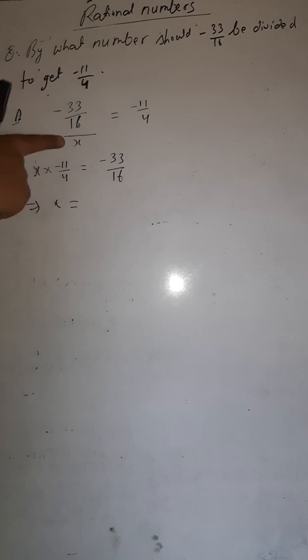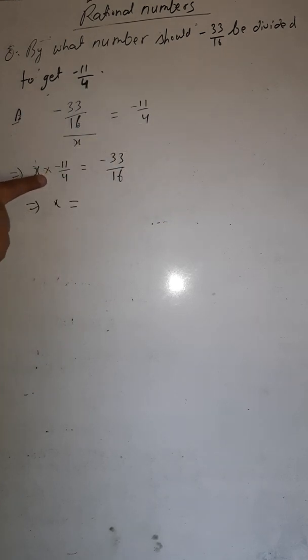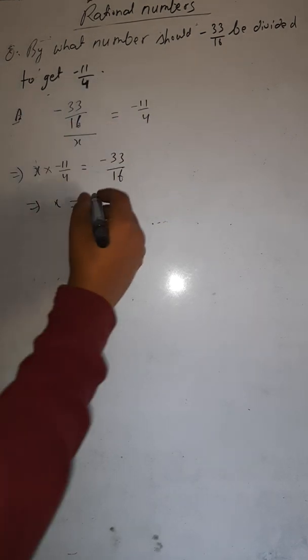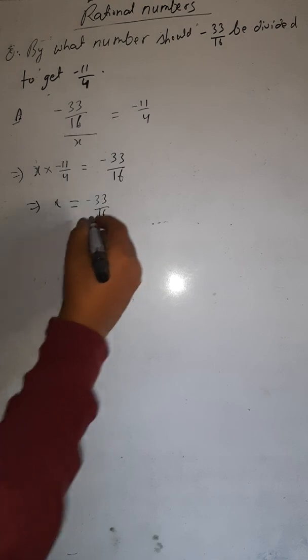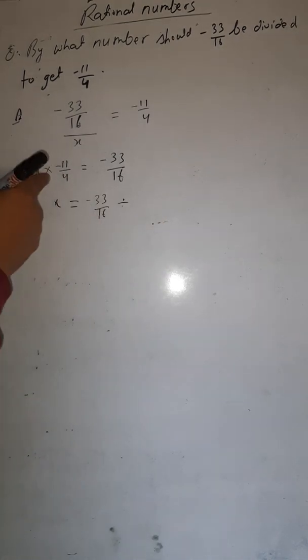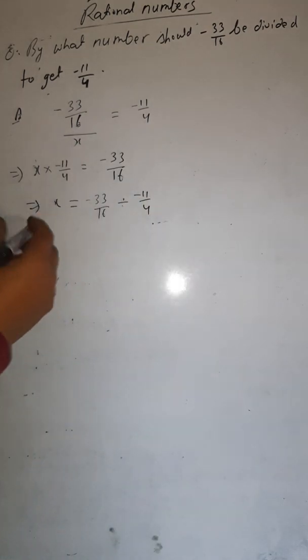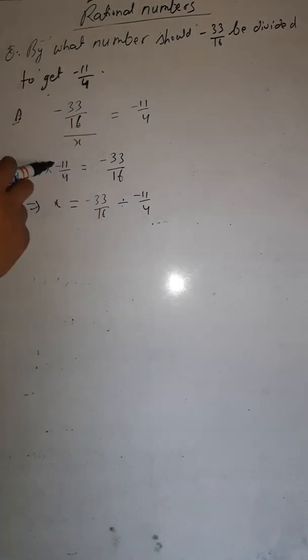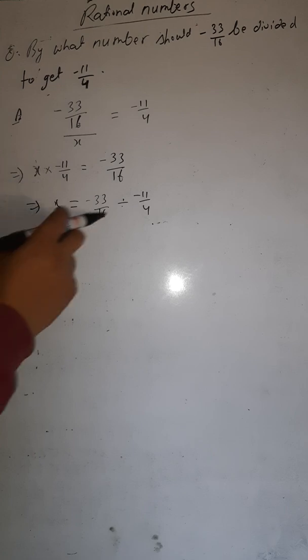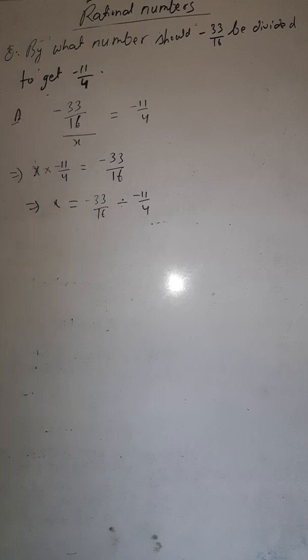The operations are changing. Like in the previous case, this x was dividing here and went to the other side and was multiplying. Similarly, this minus 11 by 4 would go there and divide there, because right now it is multiplying. So I can write minus 13 by 16 would be divided by minus 11 by 4. Remember, this minus would not become plus. Only the multiplication would be changed into division. Are you getting this?